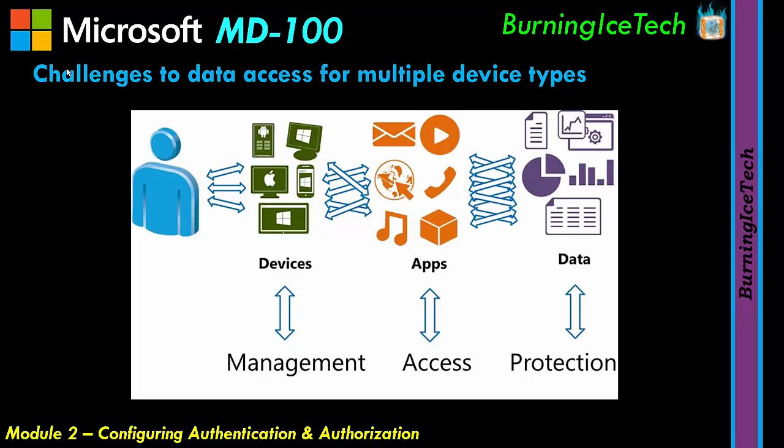Now, with regards to challenges to data access for multiple device types, like my title here states, in the past, companies allowed access to company apps and data only to users who signed in with a domain account from a company-owned domain member device. So it had to be a company device. This device had to be joined to the company domain, and that would be the only way you could access company apps, company documents and pretty much any company resource. That is no longer the case.